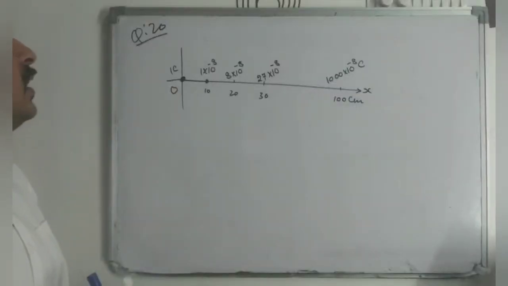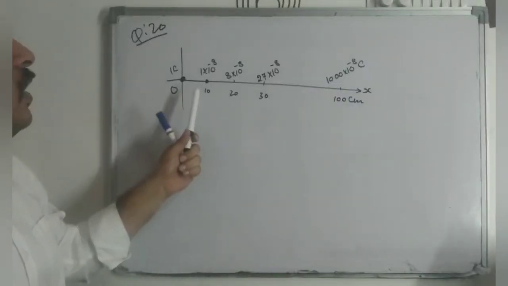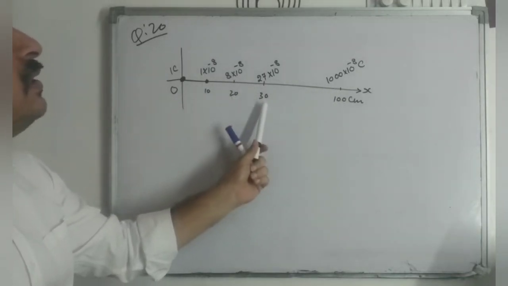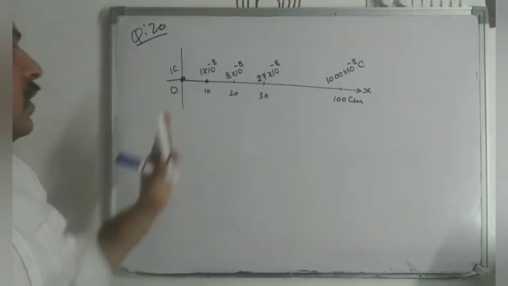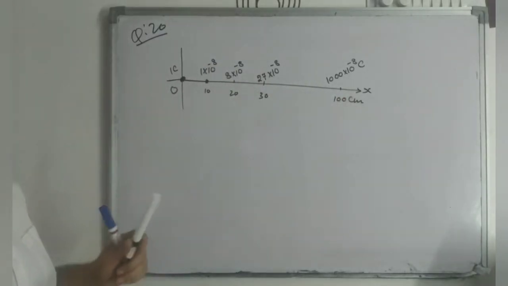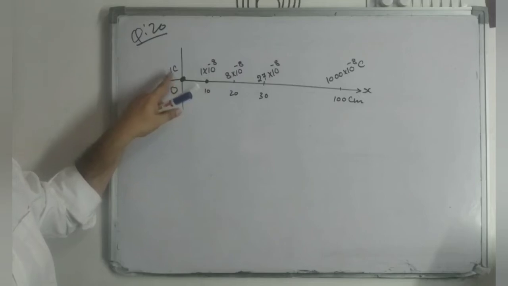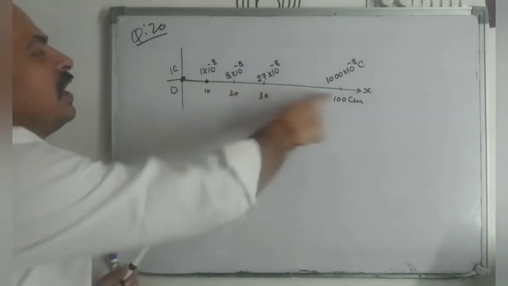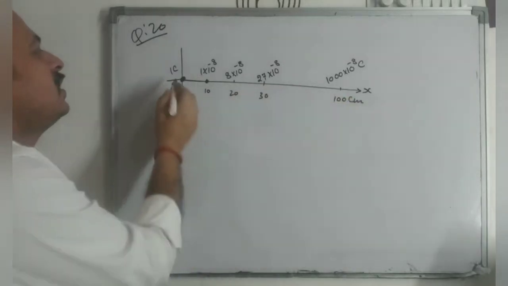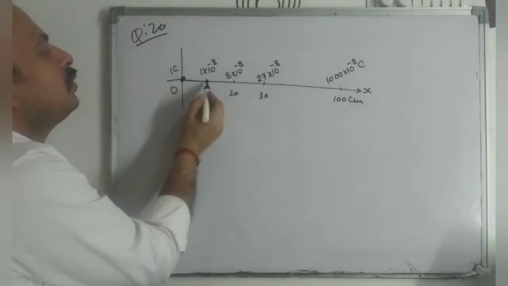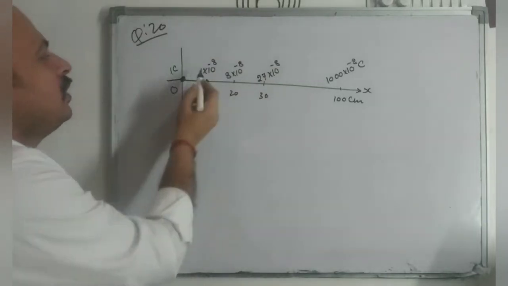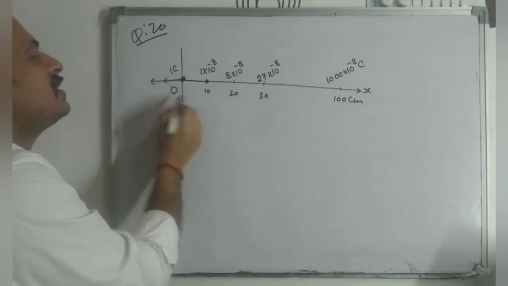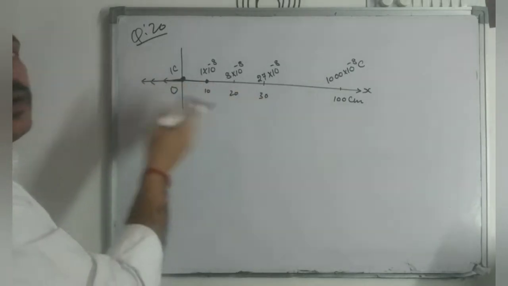Question number 20. There are 10 charged particles placed at 10 centimeter, 20 centimeter, 30 up to 100, at 10 centimeter gaps. Calculate force on 1 coulomb placed at the origin of the coordinate system. Because all charges are on the line of x-axis and all charges are positive, due to this positive charge, it is acting this side. Due to the second, it is this side. So all forces are acting to the left.